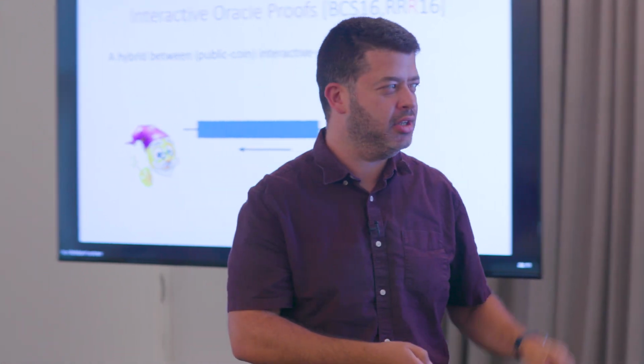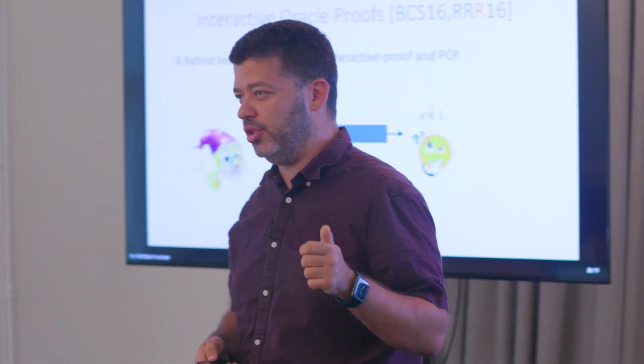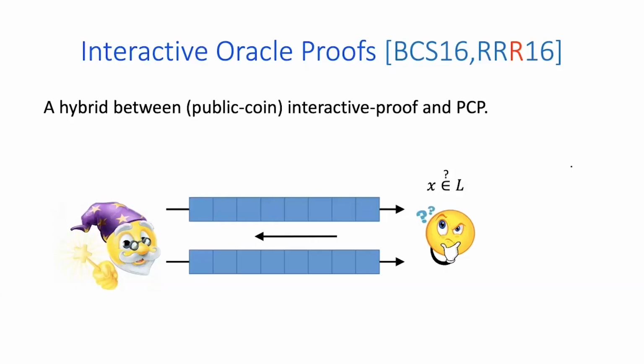The verifier responds with a random coin toss. The prover sends another huge message to the verifier. The verifier responds with a coin toss, and so on and so forth. At the very end of the interaction, after the prover has sent all of these long messages, the verifier can read a few bits overall of what was sent and decide whether to accept or reject. So that's the model of an IOP, or interactive oracle proof.